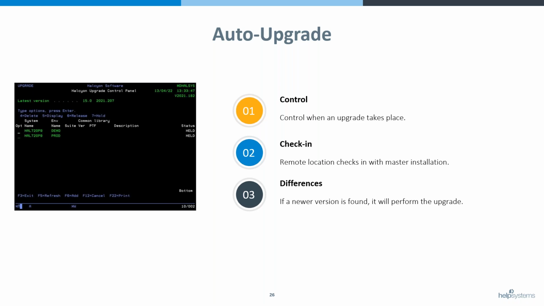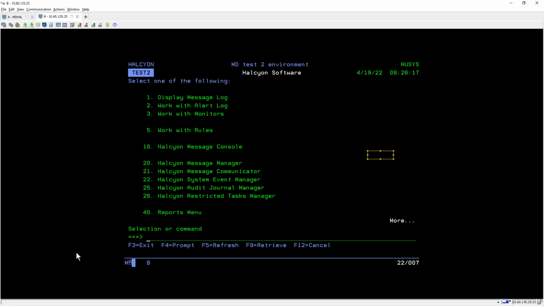And if the answer is yes, it will download that from the master system to the local machine, to the HalInst library. Then it will say, am I allowed to upgrade? And it comes back to the master system, and this is where we can control whether we allow it or not, and we'll go and have a look at that now.